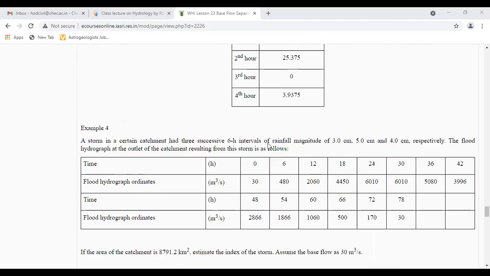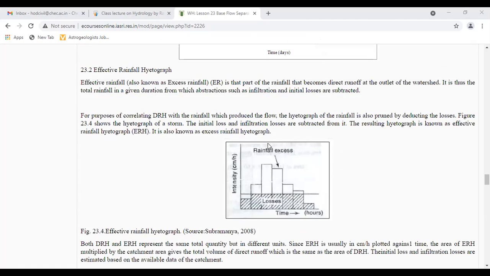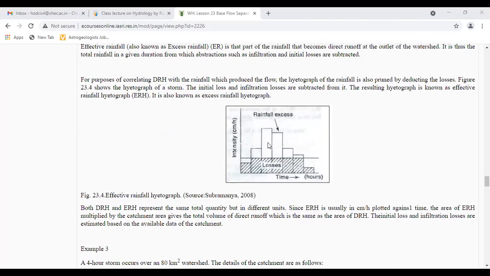I'm sorry, guys, I forgot to explain the graph. So here, taking intensity in centimeters per hour on the y-axis and time in hours on the x-axis. Here is the rainfall axis, and this is the losses, in this diagram.